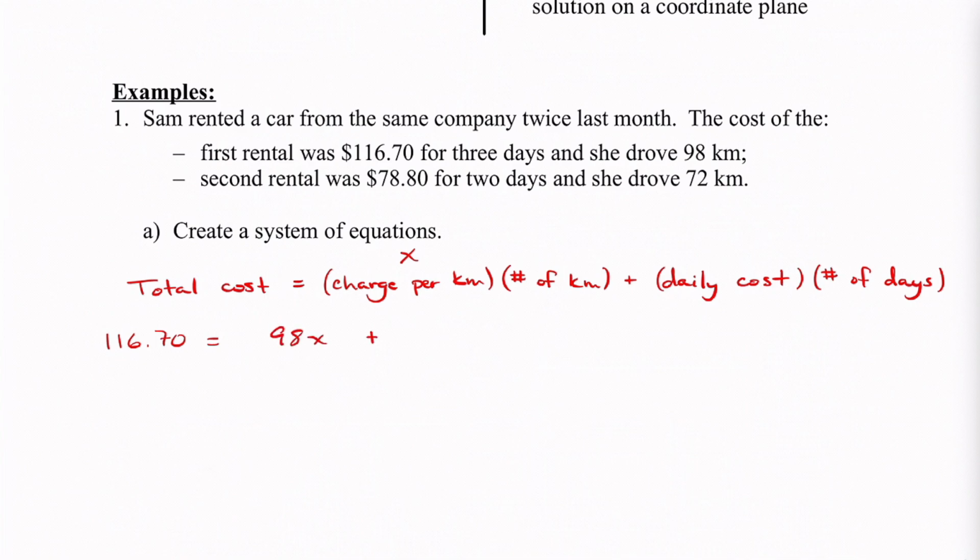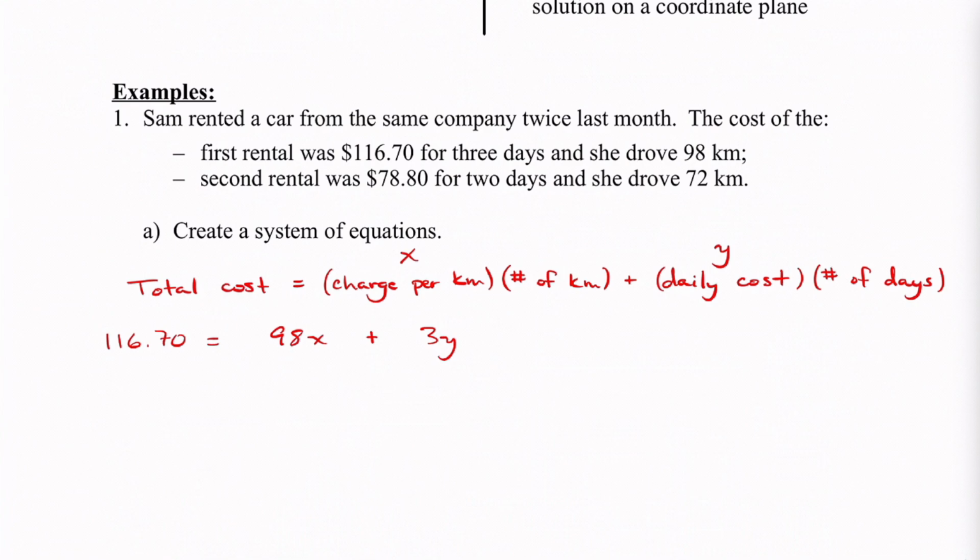Then we had a plus sign, and our daily cost, which we didn't know, so we put the variable y for that one. It's y times the number of days, and for that one we did 3 days. Again, rather than writing y times 3, I'm just going to say 3y. So that is our first equation.